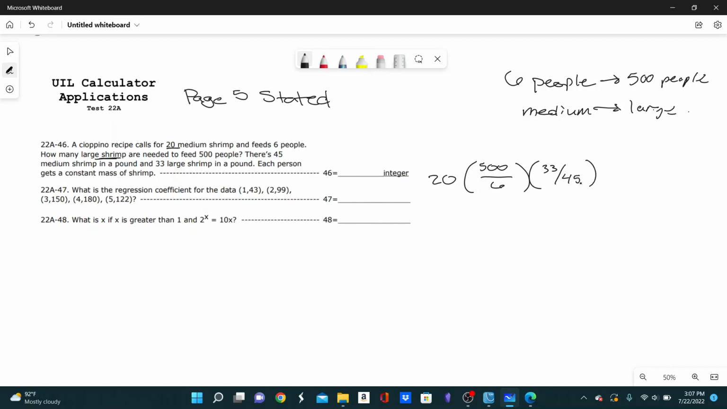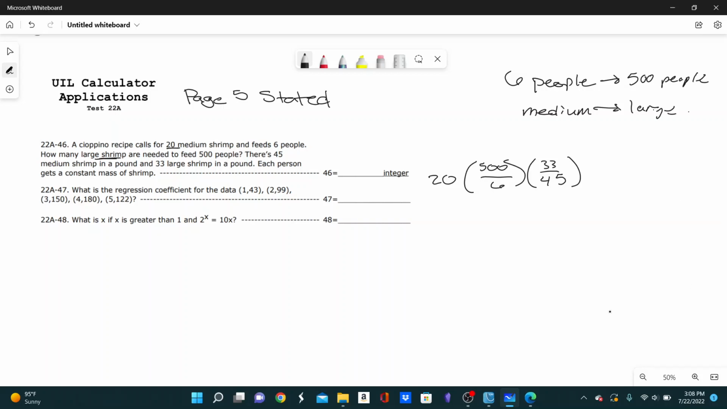Reading this question, it might not be obvious right away which one of these you want to do. But you just think about the scenario. If you're going to give people large shrimp, you're going to need fewer of them because there's 33 of those in a pound versus 45 in a pound. So if they're larger, you need fewer of them to feed the same amount of people. So you're going to multiply by the conversion factor that will reduce the amount. So I'm going to multiply by 33 over 45.